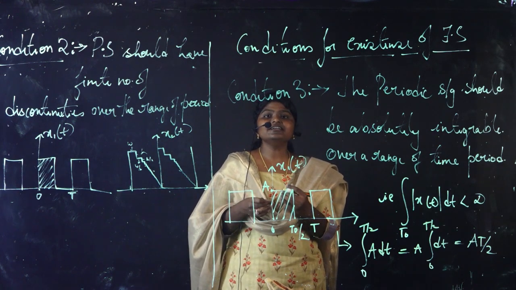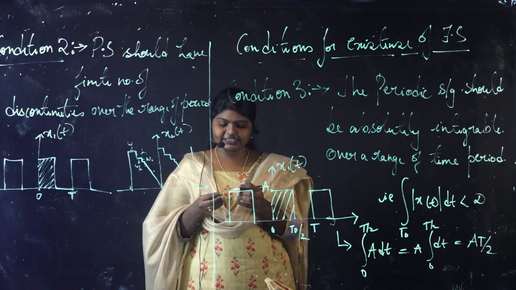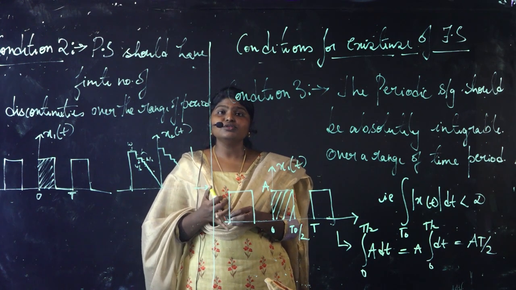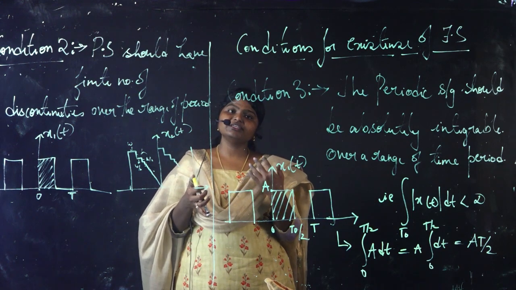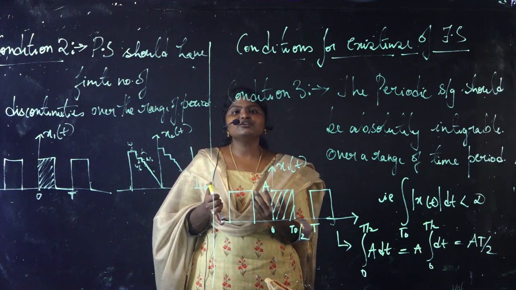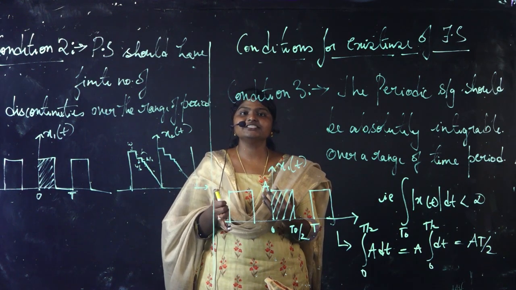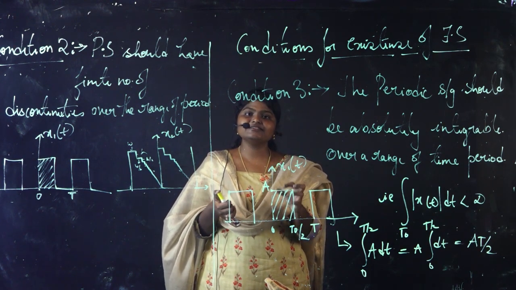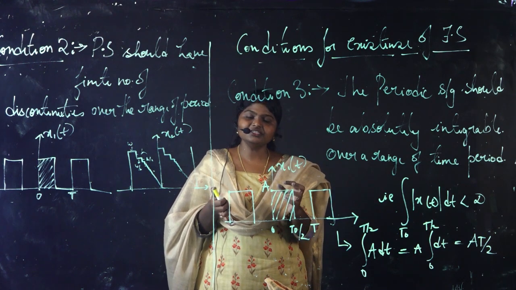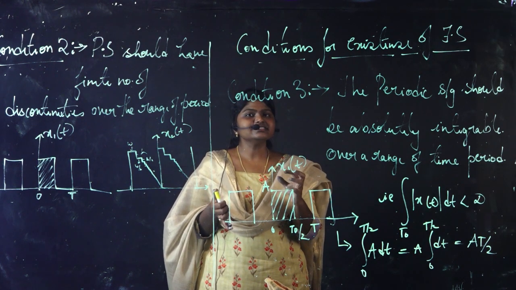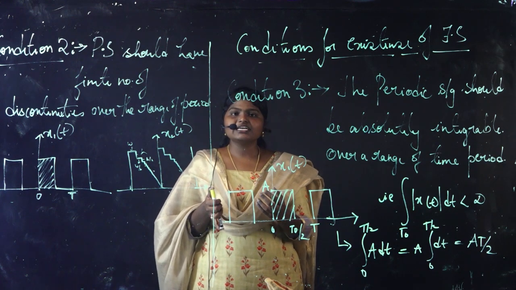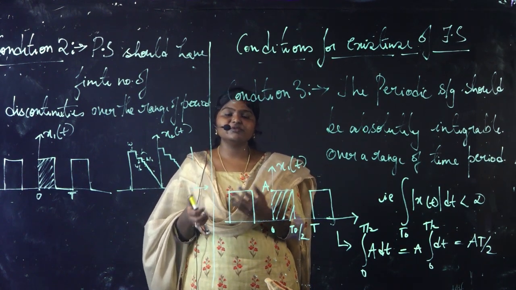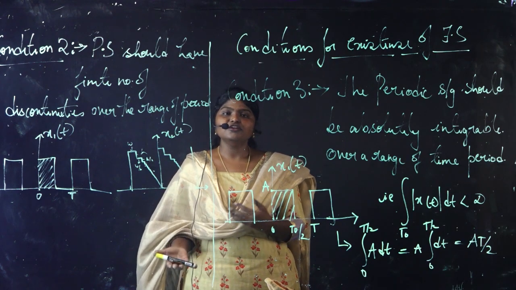These are the important Dirichlet conditions in order to have a Fourier series expansion. Though it is a periodic signal, not every periodic signal can have a Fourier series expansion. Only those periodic signals which satisfy the Dirichlet conditions can have a Fourier series expansion. In tomorrow's class, we will see the methods of Fourier series, like trigonometric Fourier series and exponential Fourier series.